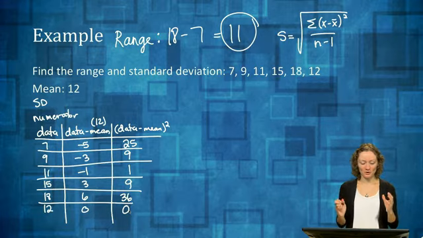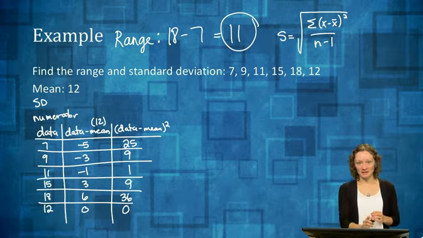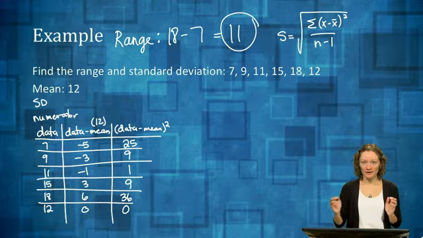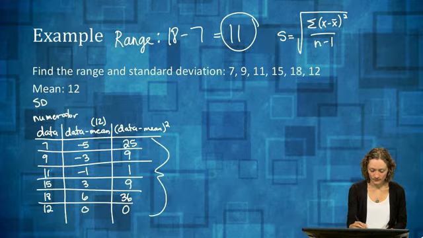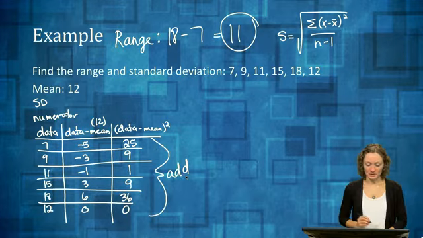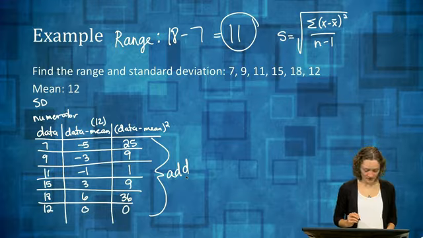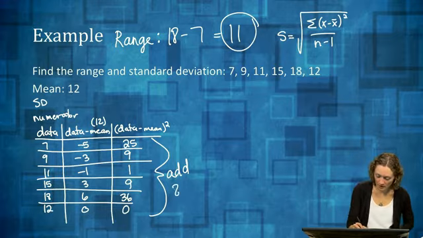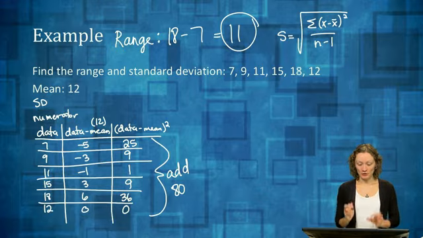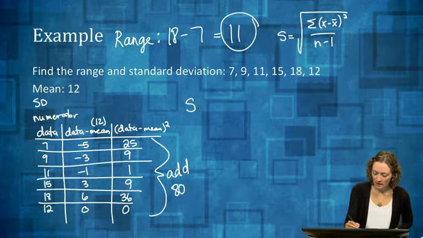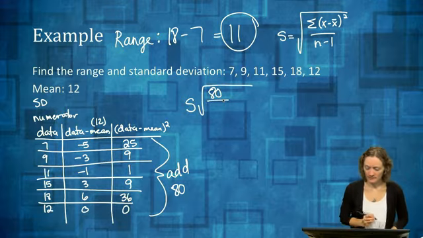Okay, so remember from the numerator, data minus mean, quantity squared, the sum of all of those things. So add them all together. 25 plus 9 plus 1 plus 9 plus 36 plus 0 gives us 80. This chart came up with the numerator of our standard deviation under the radical.